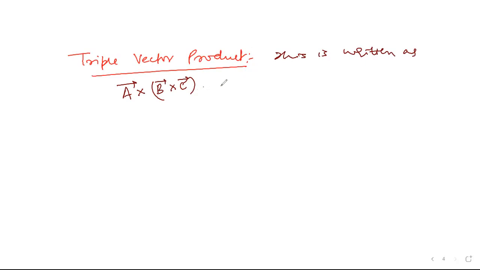Now we know B cross C is perpendicular to the plane of B and C. So this is my B, this is my C, for example, in some plane. Then this B cross C vector is perpendicular to C as well as perpendicular to B, because it is perpendicular to both by definition.